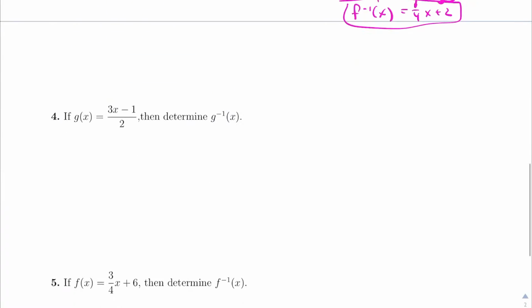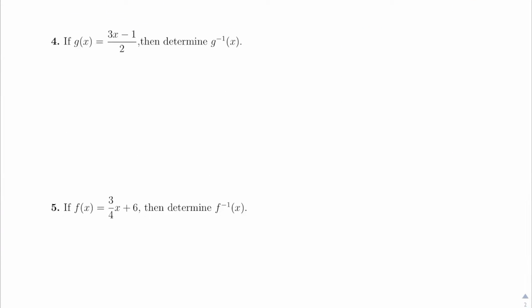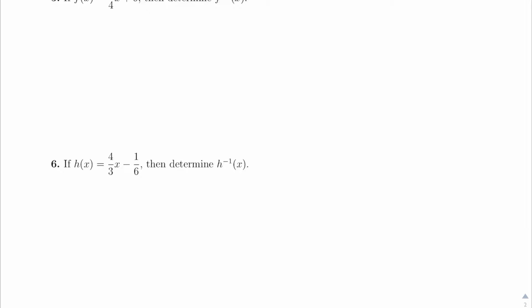Cool. Next up, for problem 4, you're going to have to figure this one out on your own. For problem 5, f of x equals this. This looks a little tricky. Yeah, let's do this one together. To find f inverse of x, we follow those steps. Switch it to y with step 1. To make it the inverse, switch the input and output. So we're going to switch the x and the y. So it becomes x equals 3 over 4 y plus 6.